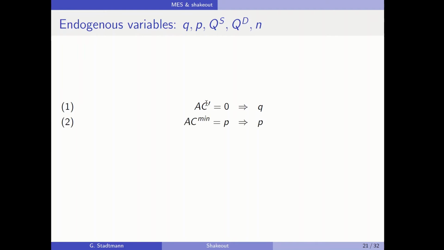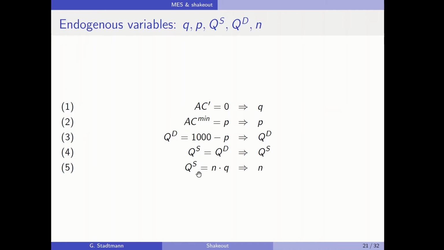When we have this information, we can derive the price. When we know the price, we know the quantity demanded in this market. When we know the quantity demanded, we also know the quantity supplied. And in a last step, we can compute the number of firms within the market.